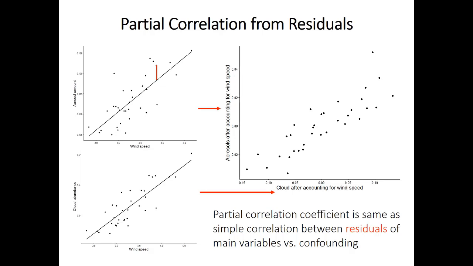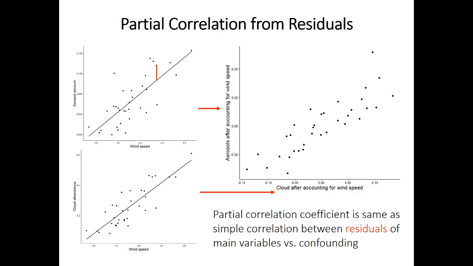We can do the same thing for cloud abundance. We can get the residuals for all those, and then we can plot in the large graph on the right the residuals of cloud abundance after accounting for wind speed, and the residuals of aerosols after accounting for wind speed, and then calculate the correlation between those two. So as partial correlation is a relationship between the two variables after accounting for the effect of the confounding variables, that's actually the same thing as the simple correlation between the residuals here.